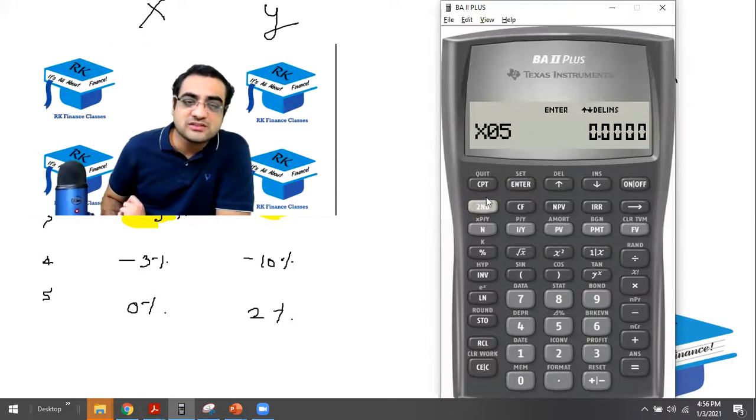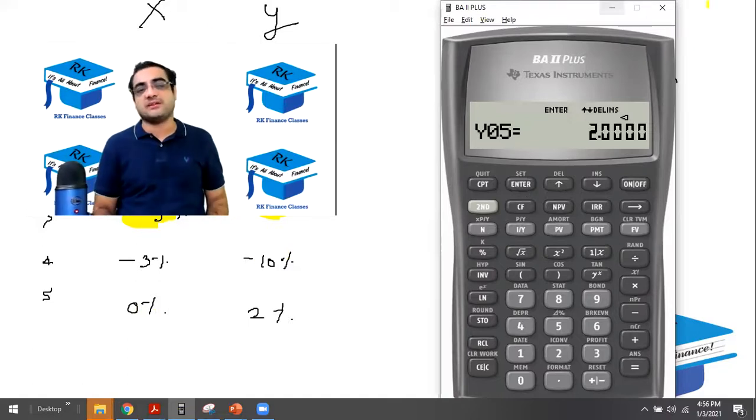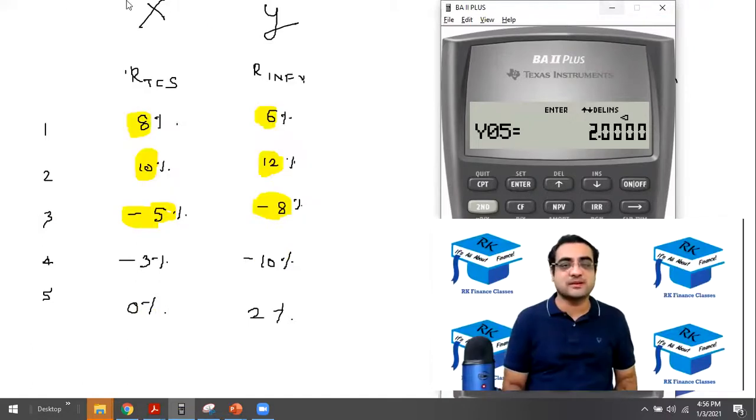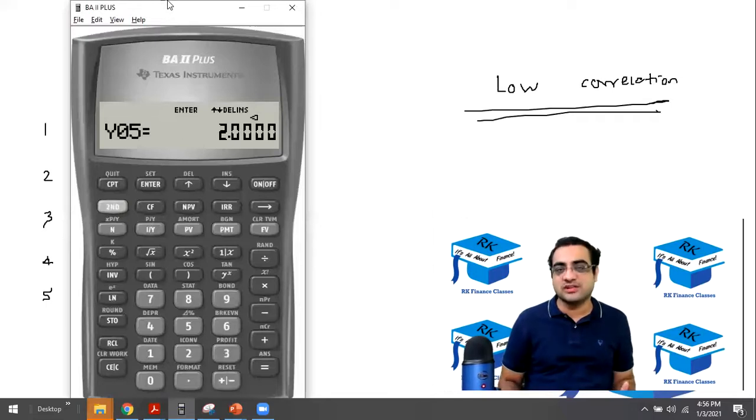Scroll down. Last value is 0 for X. So press 0 and press enter. And scroll down. For Y, 2 and enter. So with this, we have plugged in the complete data. So now we need that correlation.